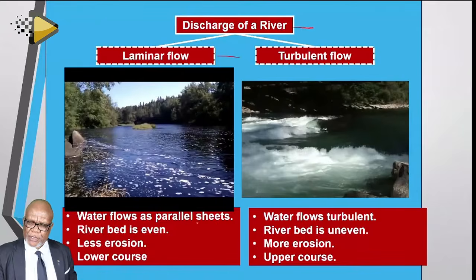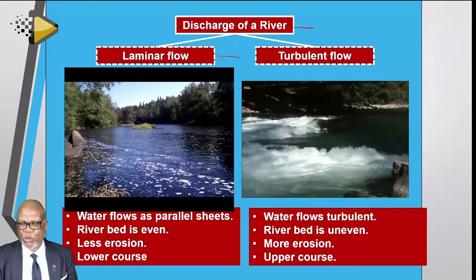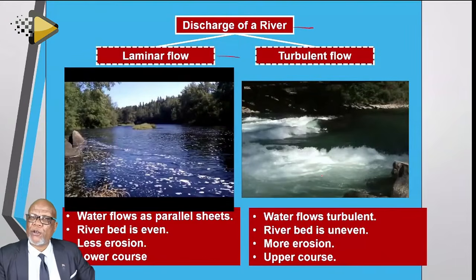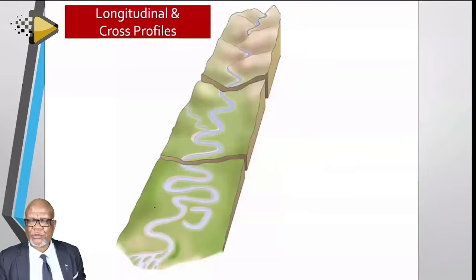So in laminar flow, water flows as a parallel sheet. The riverbed is even, so there is less erosion and lower cost. And turbulent, there are rapids, there are waterfalls, there are a lot of obstacles along the river course. These obstacles we call nick points. They are going to make the river flow on an uneven surface, and that flow characteristic is called turbulent flow.